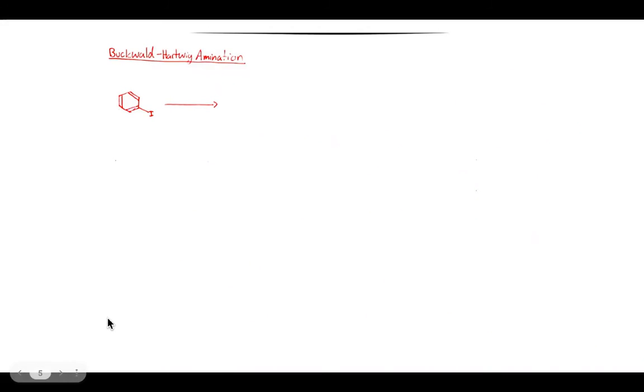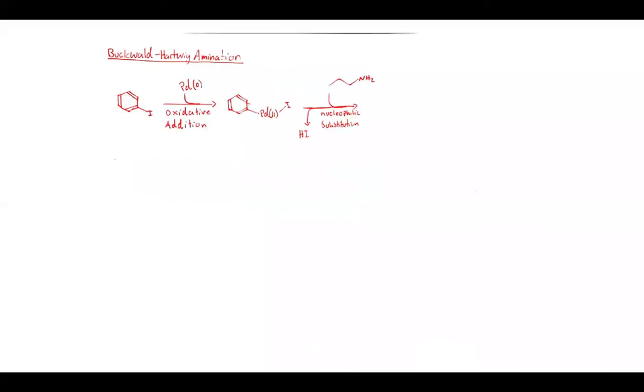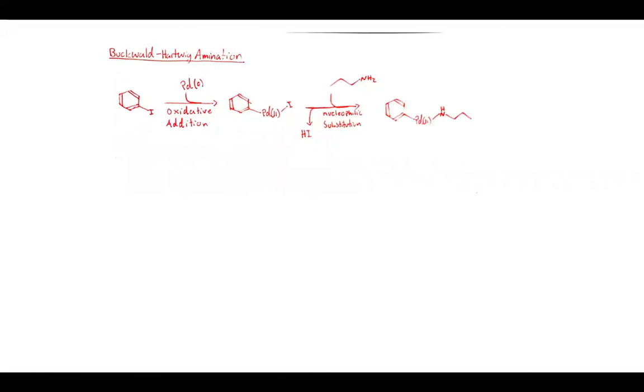You can see it starts with the aryl halide group and it goes through an oxidative addition using the palladium 0, which substitutes the palladium directly onto the ring. And then it goes through nucleophilic substitution using the nitrogen group, and hydrogen from the nitrogen gets replaced with the iodide, which sends out HI, and the nitrogen gets directly substituted onto the palladium, which is palladium 2.